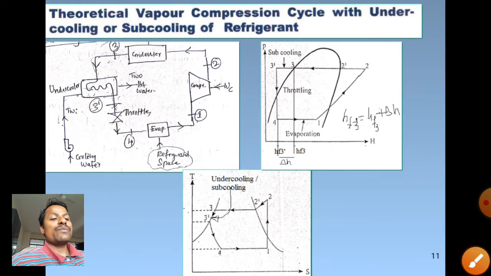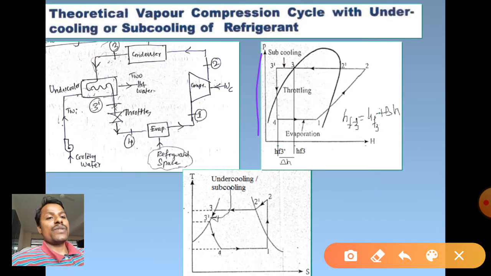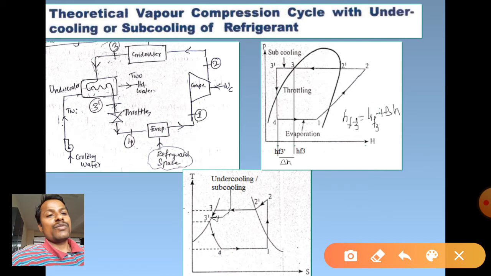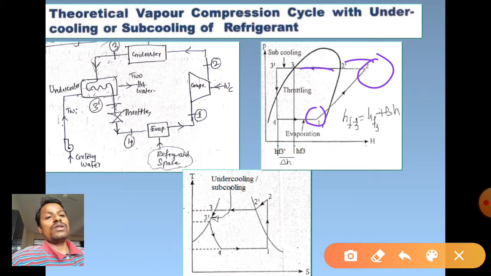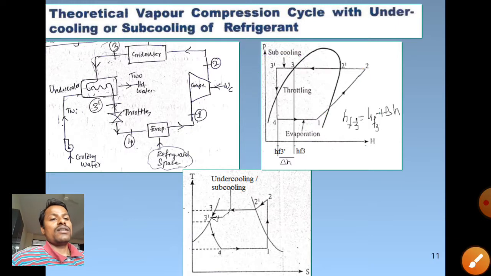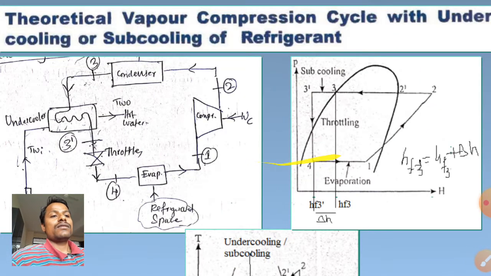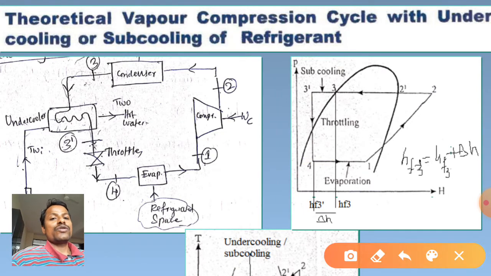Now the same process can be represented on a pH diagram. This is pressure, this is enthalpy. Here at the inlet of the compressor is state 1, outlet of the compressor is state 2. 2 to 2 dash is superheating, 2 dash to 3 is condensation. 3 to 3 dash, just observe here. This is state 3, that is the condenser outlet, saturated liquid it is.